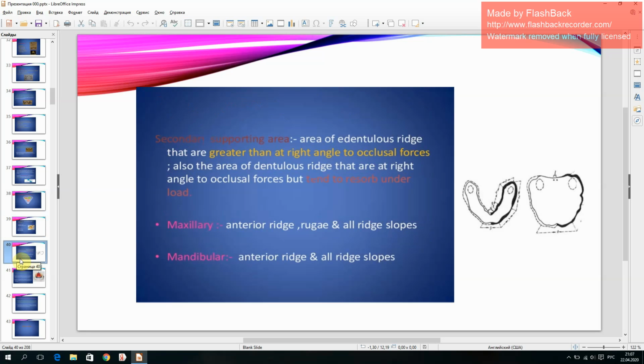Secondary supporting areas: areas of the edentulous ridge that are greater than at right angles to occlusal forces, and also the areas of edentulous ridge that are at right angles to occlusal forces but tend to resorb under load. Maxillary: anterior ridge, hook and all ridge slopes. Mandibular: anterior ridge and all ridge slopes.